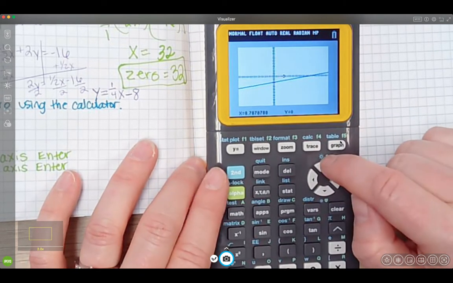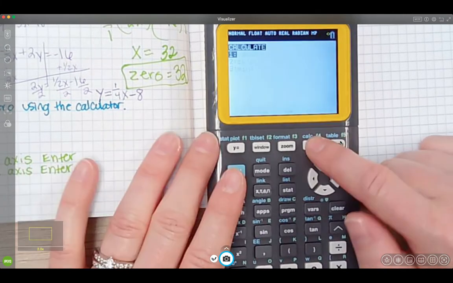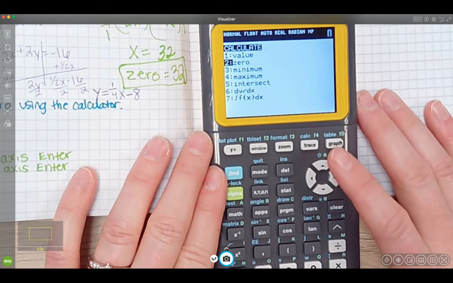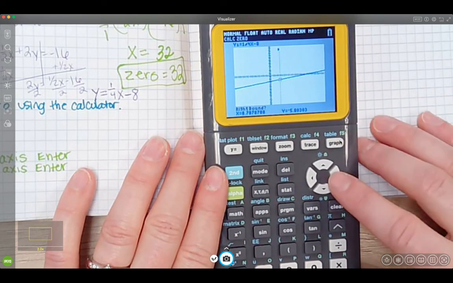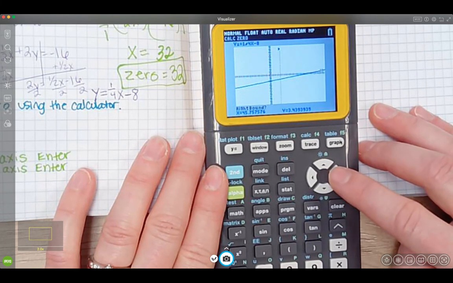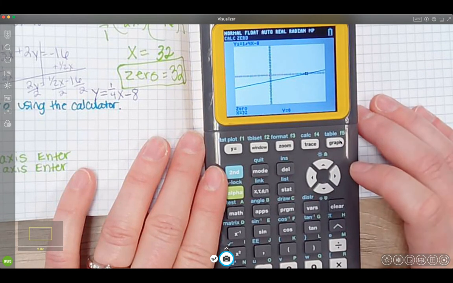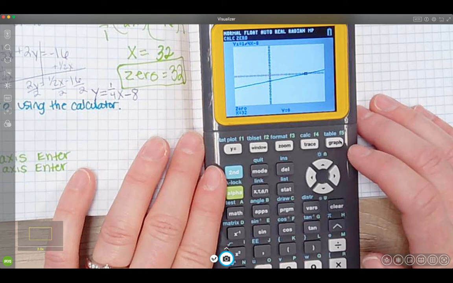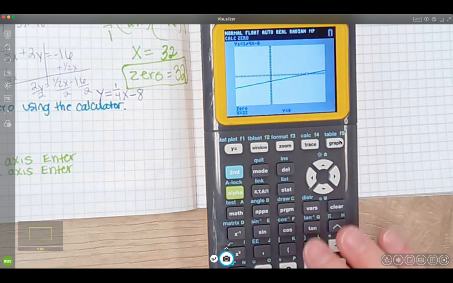All right, so now we need to do the second calc for 0. Okay, left bound. Right there looks good. Right bound, I just need to move it over so it's to the right side of the x-axis. So that looks good. Guess, yes. Did you get 32, 0? No. Okay, so we can look at it again.